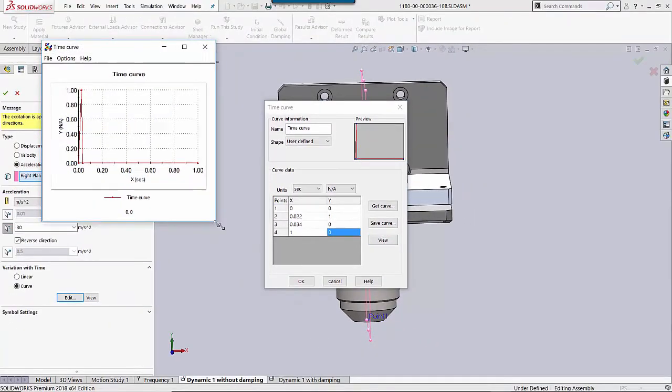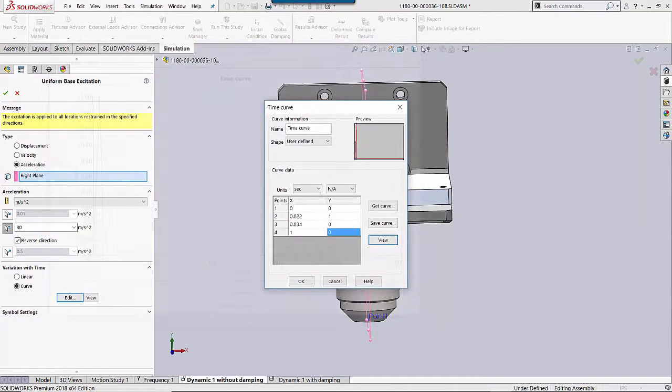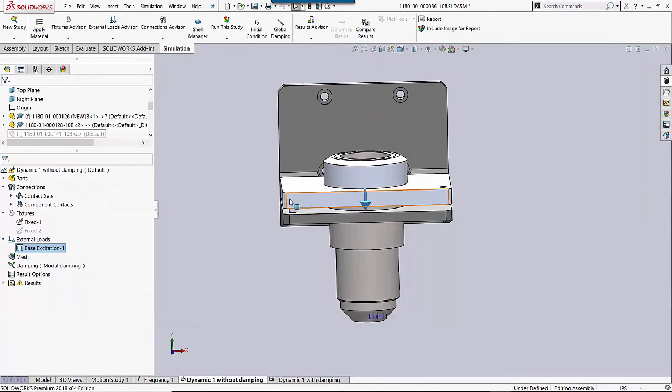So if I view that here, you can see I've got the excitation of 30 milliseconds squared, goes to 0, and then there's nothing for the rest of the study. So we want to see what that excitation will do to this device.